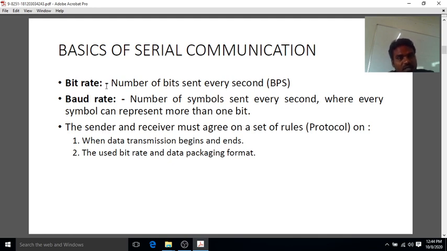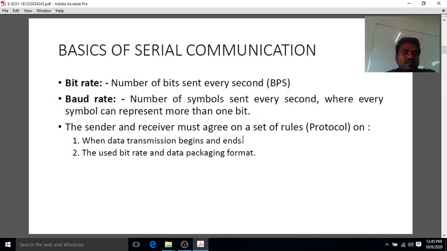First one is the bit rate. Bit rate is the number of bits sent every second, and the baud rate is the number of symbols sent every second. Every symbol can represent more than one bit. Here we are dealing with two things: one is bit rate, another is baud rate. Bit rate is the number of bits sent every second, and the baud rate is the number of symbols that can be sent every second. A symbol is more than one bit.